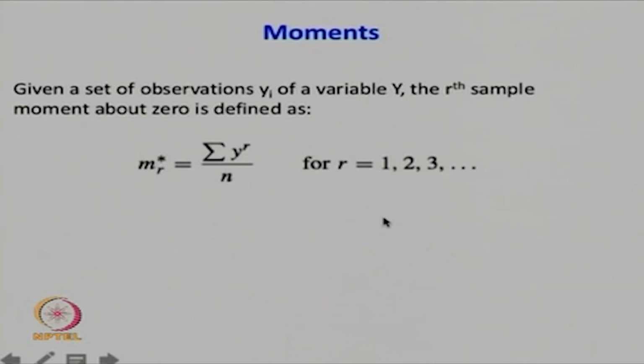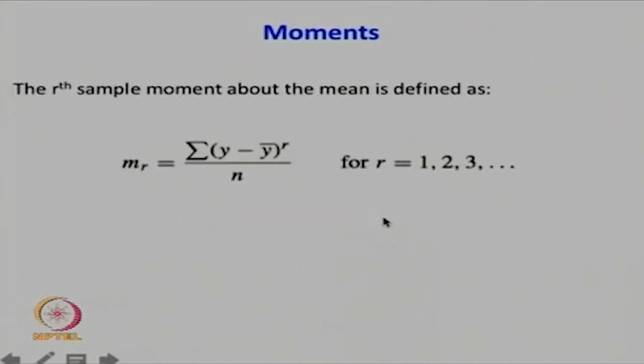We can next define, in a more general sense, the rth sample moment about any particular value, and in particular we want to know the rth sample moment about the mean. The rth sample moment about the mean is defined by summation y minus y bar to the power r by n, for r equal to 1, 2, 3, and so on. When you say about the mean, if we generalize it about a value a, instead of y bar we put a value of a.